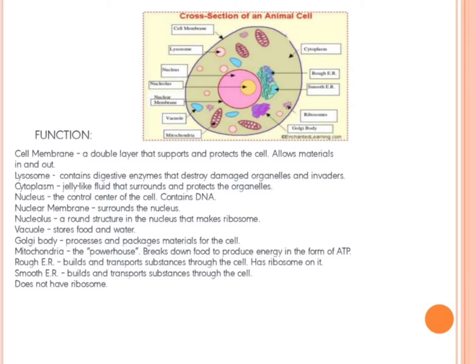Rough endoplasmic reticulum builds and transports substances through the cell, has ribosomes on it. Smooth endoplasmic reticulum builds and transports substances through the cell and does not have ribosomes.